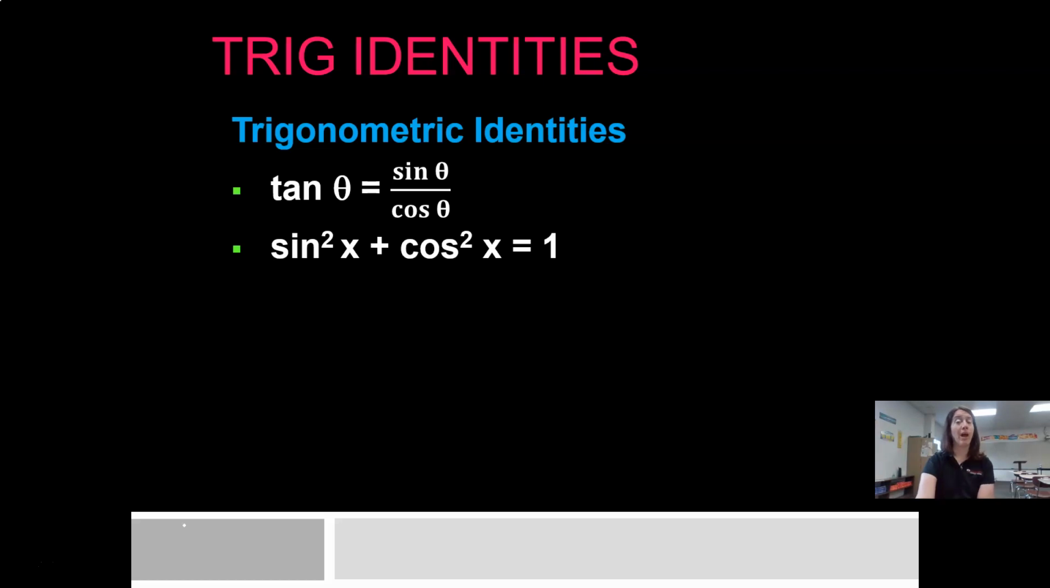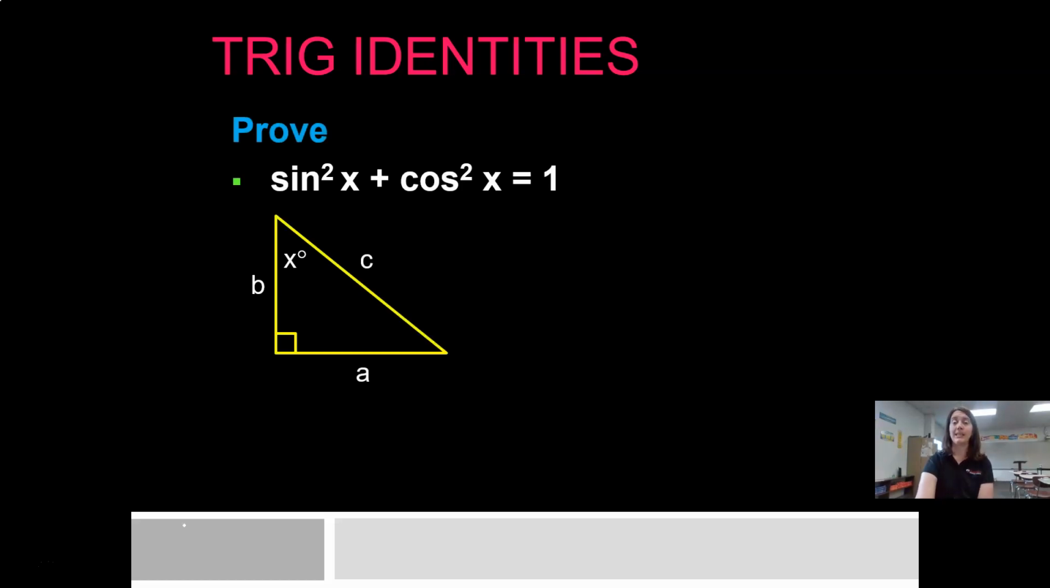Let me show you why this one's true as well. Again, this isn't something that you necessarily have to repeat to me, but I want you to understand where these identities come from. We already saw the first one. We changed sine and cosine into their definitions, and then we multiplied by the reciprocal, and that left us with our tangent definition. Well, why does sine squared x plus cosine squared x equal 1?